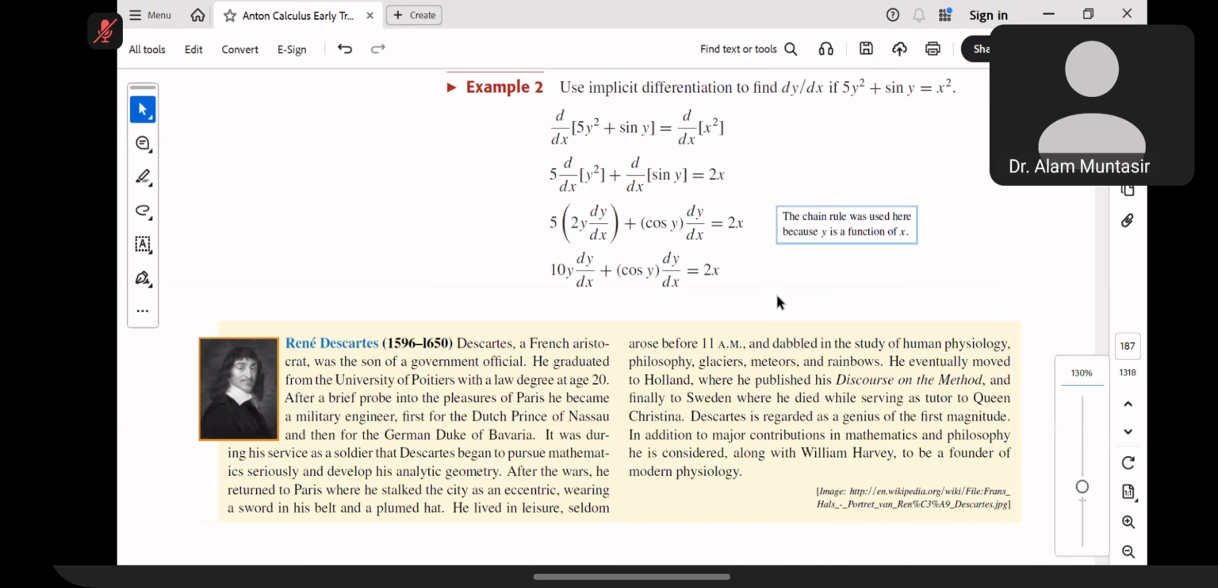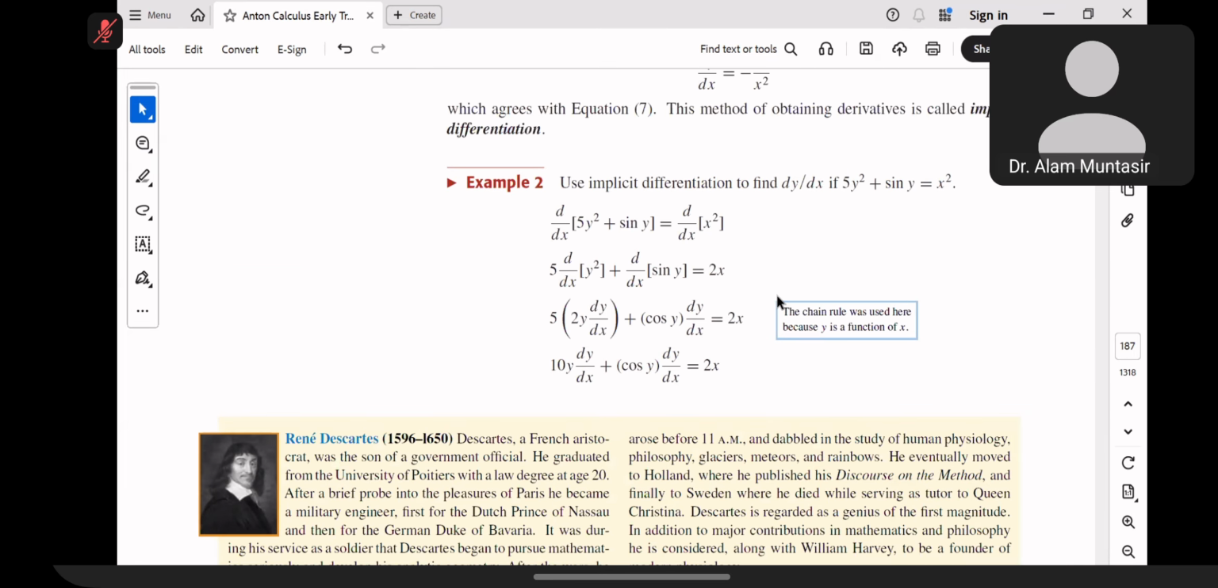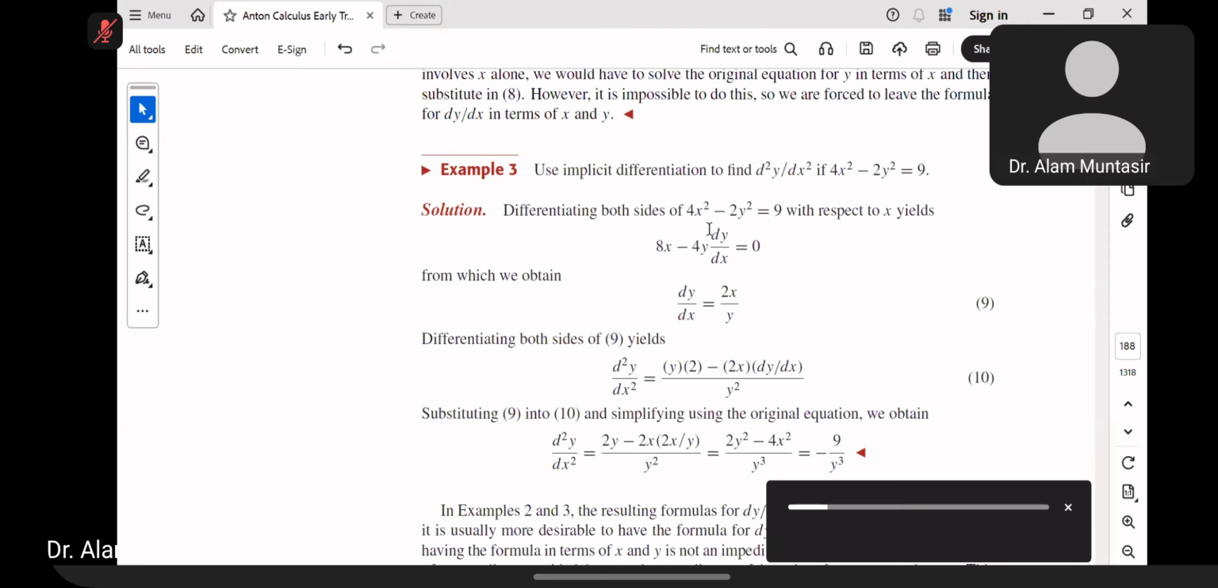Does anyone have any confusion about implicit differentiation? Do you have any confusion? Please confirm if you have any sort of confusion. No, sir. Okay.